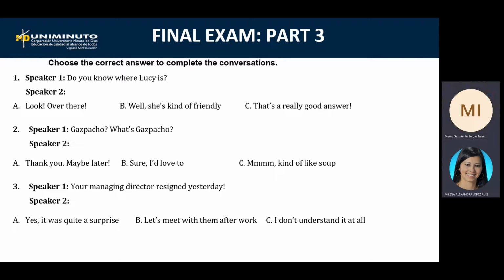Speaker number 1. Your managing director resigned yesterday? So is this a question, or is it not a question, just a statement? No, it is not a question, okay? So remember, in these conversations you are going to find questions or just sentences, and you have to complete them. Do you want to read it again? Your managing director resigned yesterday. Resigned. Okay, yesterday. Very good.